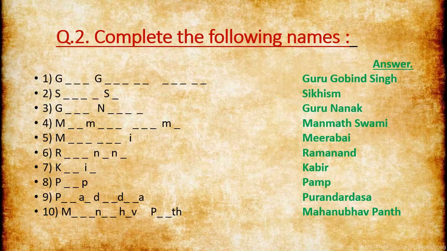P-A-N-T-H. So the answers for complete the following names are: to the first one, Guru Gobind Singh or Guru Granth Sahib, Sikhism, Guru Nanak, Manmat Swami, Mirabai, Ramananda, Kabir, Pant, Purandar Dasa, Mahanubhav Panth. So in your question paper, if you get complete the following names, only dashes are given. So you are going to fill in that and give the complete name. If it is given to write the answers at the side, then you will write the answer at the side. Okay, is it clear with you students? Yes. Now we will move on to our third question.